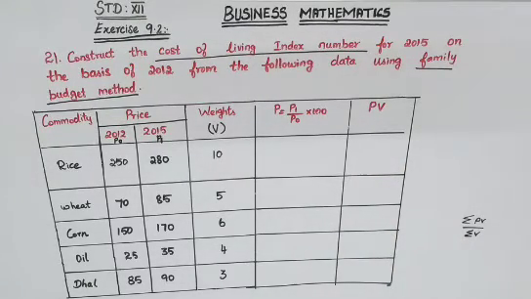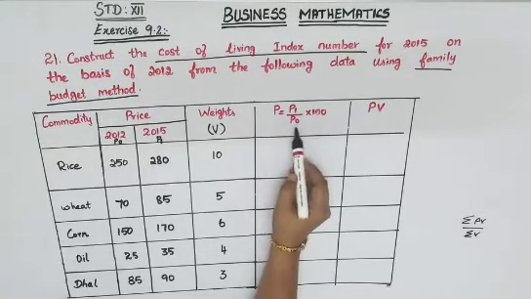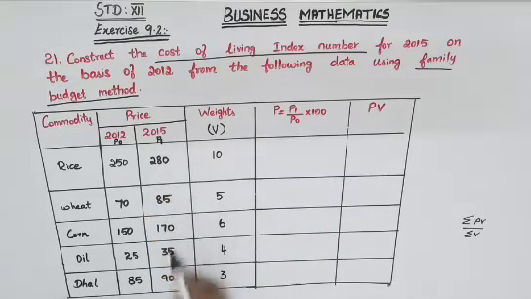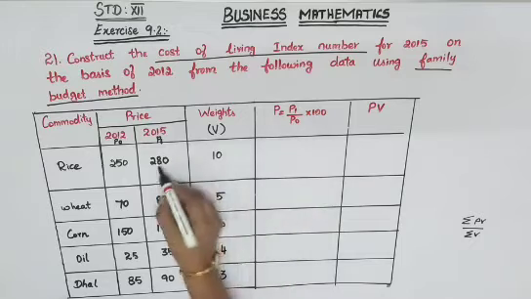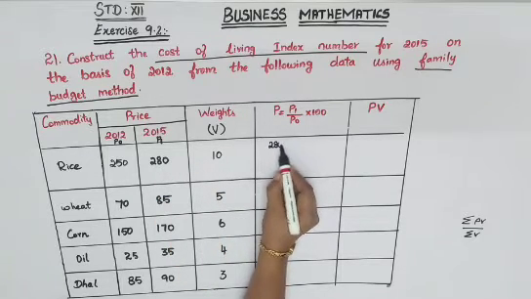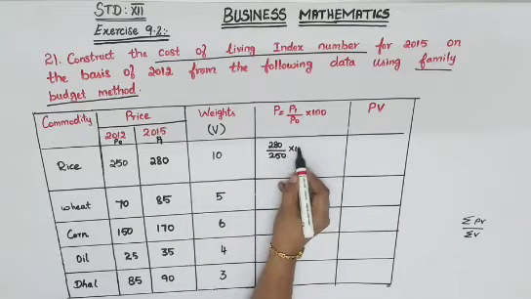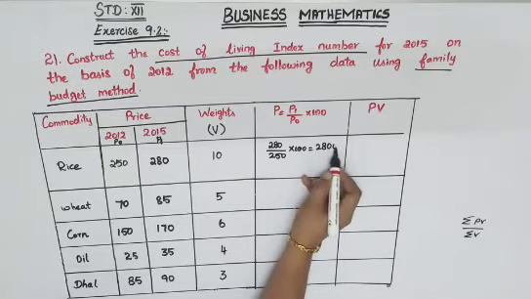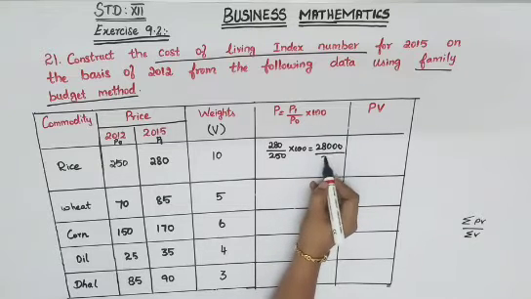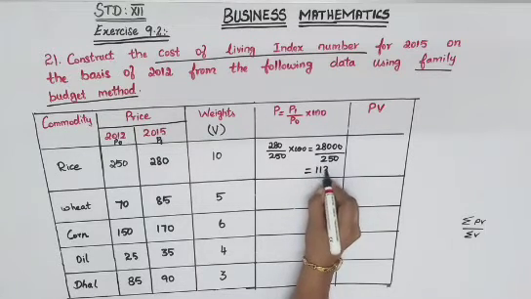Now you have to go to your P. To find your P, you have one formula: P1 divided by P0 into 100. P1 is this column, P0 is this column, into 100. For your first commodity, rice, P1 is 280 divided by 250 into 100. If you solve it, you'll get 28000, that is this 100 times 280, divided by 250. Cancelling, you'll get your answer as 112.